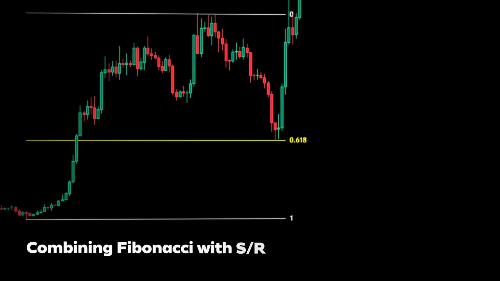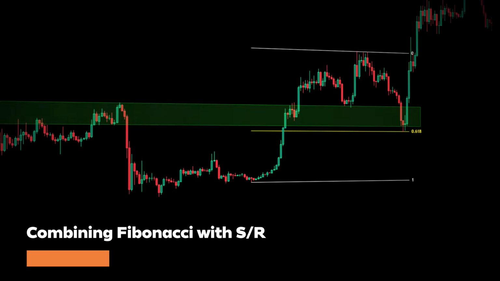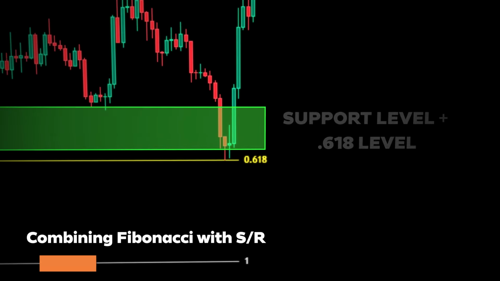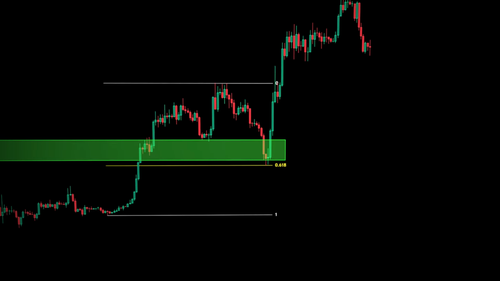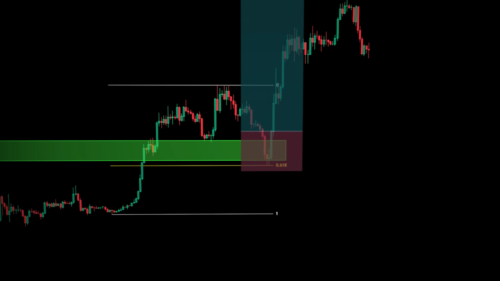We're going to kick it up to another level by combining Fibonacci with our support and resistance levels. When supports and resistances overlap with these fibs, we find that they act even stronger and can give us higher confidence in entries and exits.